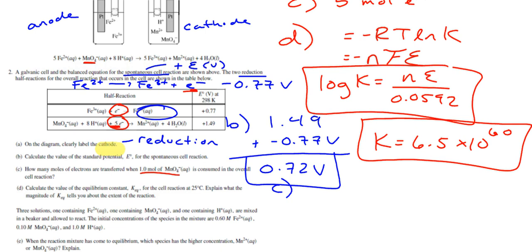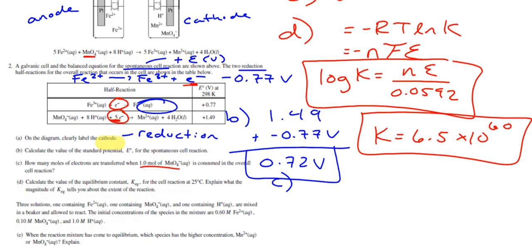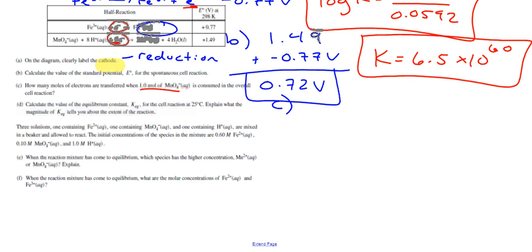I want to read their wording, just so you know: because the magnitude of K is very large, the extent of the cell reaction is also very large, and the reaction goes essentially to completion. Okay? All right. So that's great, but then we get to here. And this is where it gets difficult.